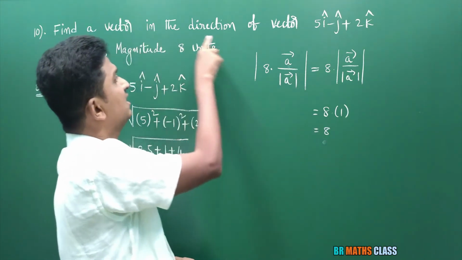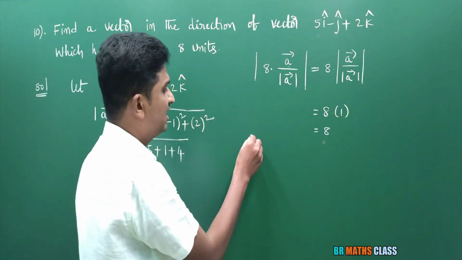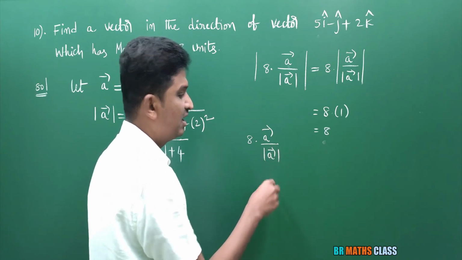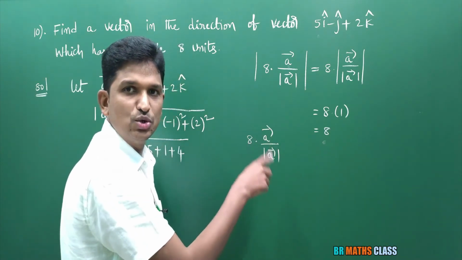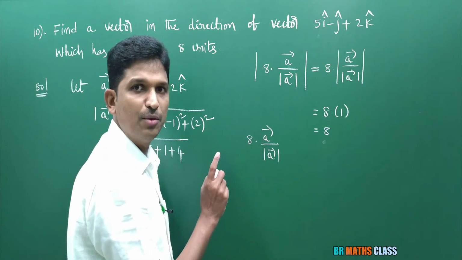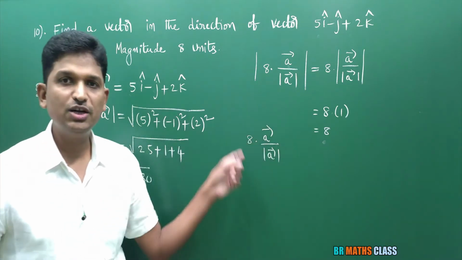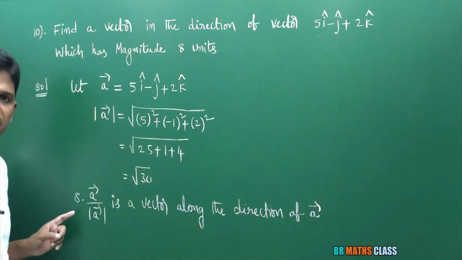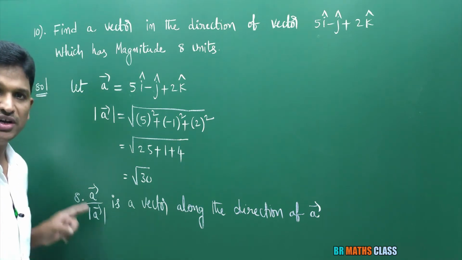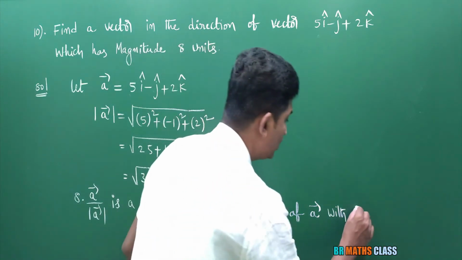What is the vector in the direction of this vector whose magnitude is 8 units? That is 8 into a bar divided by the magnitude of a bar. This is the vector whose magnitude is 8 units and whose direction is along the direction of a bar. As I took the given vector as a bar, now I will try to calculate this. You observe what I wrote: 8 into a bar divided by the magnitude of a bar is a vector. What is the direction of this vector? Along the direction of a bar, with magnitude 8 units.